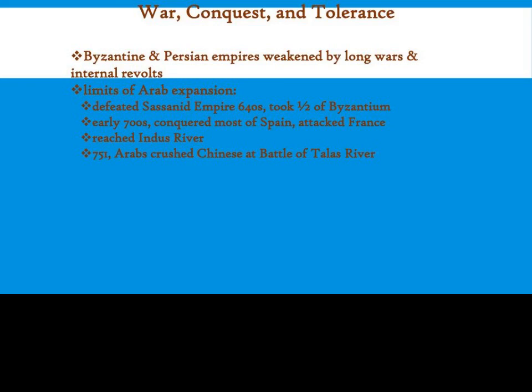And by 751, Arabs had crushed a Chinese army at the Battle of Talas River. In 751, the Islamic forces defeated the Chinese in Central Asia at the Battle of Talas. And this allowed the Turkic people to become a widespread Islamic culture and somewhat checked the westward spread of China.